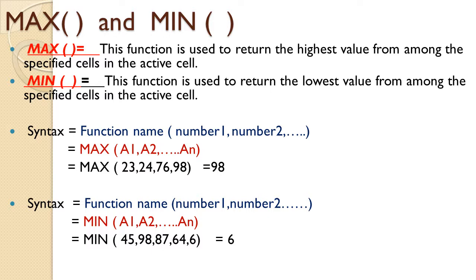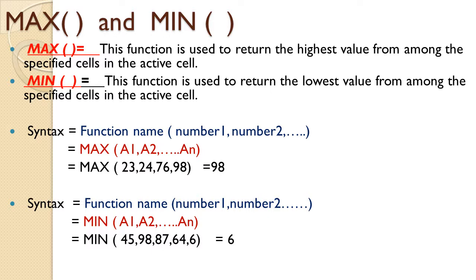First is the syntax for the maximum function. It will start with the equal sign, then the function name, and open the parentheses. Inside the parentheses, we write the arguments. You can write it like this: =MAX(A1,A2 up to AN). Or else, one example: =MAX(23,24,76,98). Here the maximum value among these four values is 98.